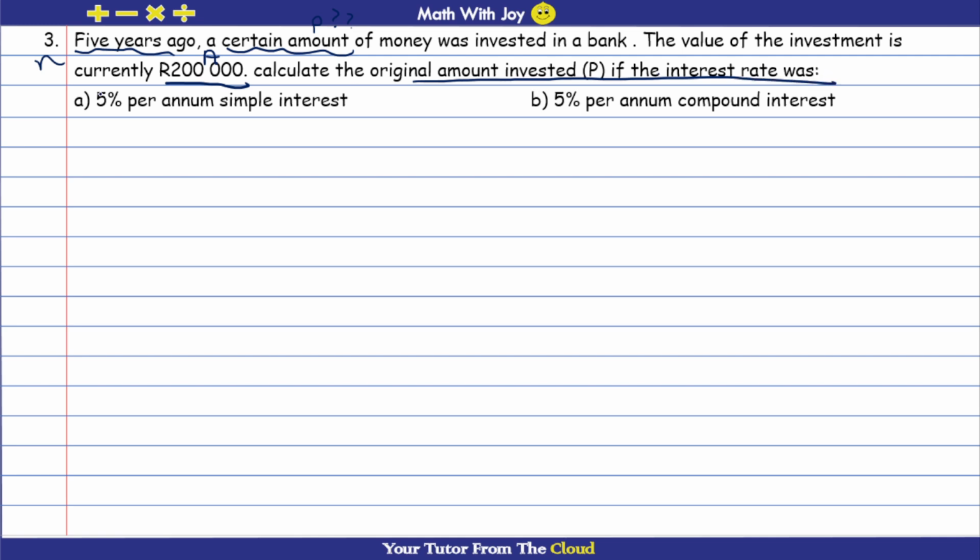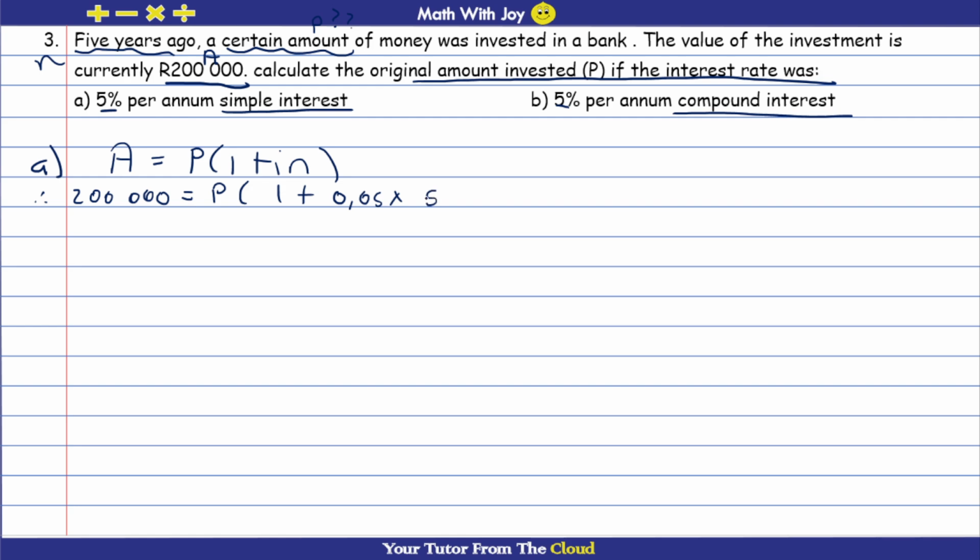If the interest rate, so we are given again an interest rate of 5% per annum, simple interest. 5% per annum, compound interest. So for number A, no doubt you're going to use the simple interest formula. You start by writing it down, then you substitute. We know that A is 200,000 because our investment is worth 200,000. P you don't know. 1 plus the interest is 0.05 multiplied by 5 years.